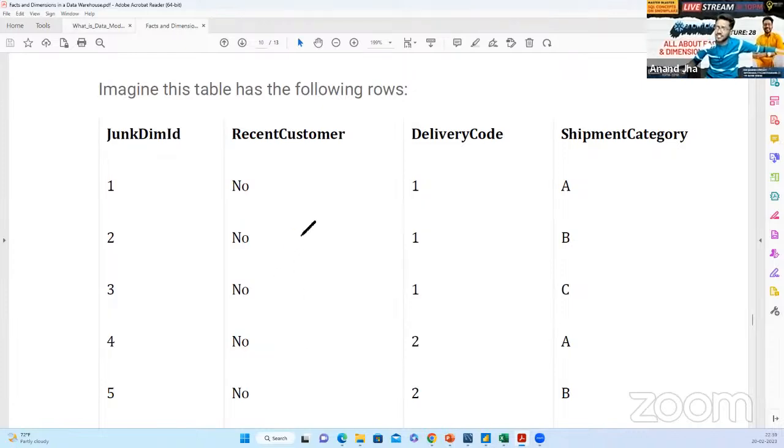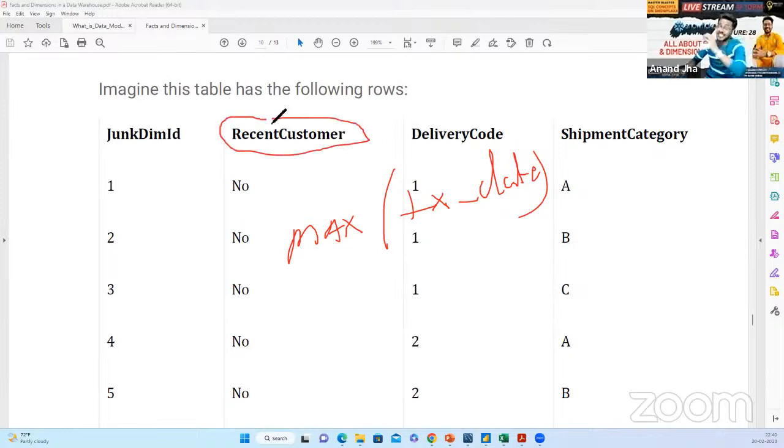How do you get the last transaction date, guys? Max of transactional date. If the max of transactional date, suppose, is within a week, what is this recent customer? Now, this recent customer is totally dependent on the business logic. Swiggy can define recent customers as those who have done a transaction in the last 2 days. Zomato can define recent customers as those who have done a transaction in the last 1 day.